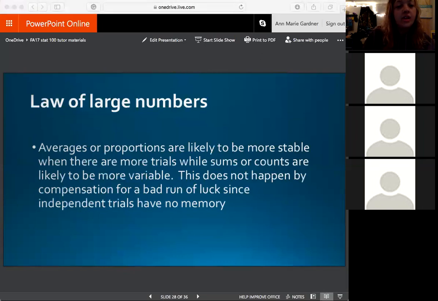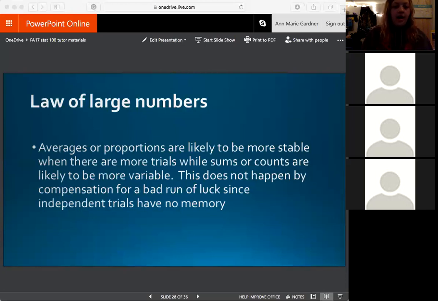Okay, and the law of large numbers is basically saying that if we have more trials over and over again, the averages or proportions are going to be more stable, but the sums or the counts are going to be more variable, because the more that we take, we're going to have different sums for each of them. But overall, the averages are going to be more stable because we're taking so many. Remember, we always want to have a large sample size. If we have a large sample size, we're going to have a more stable average, but the sums are going to be more variable.